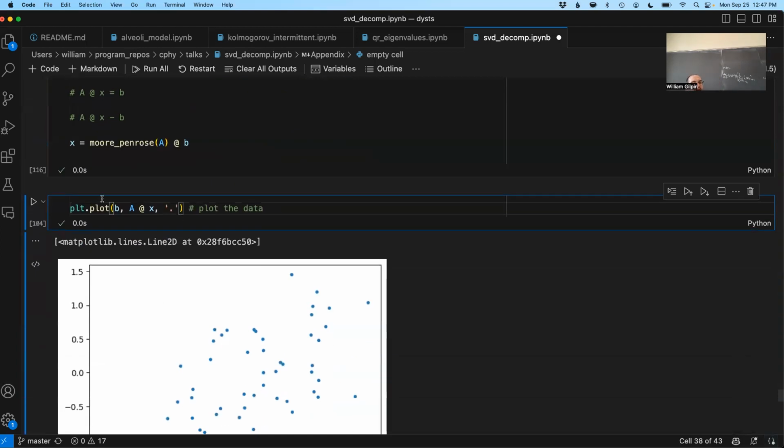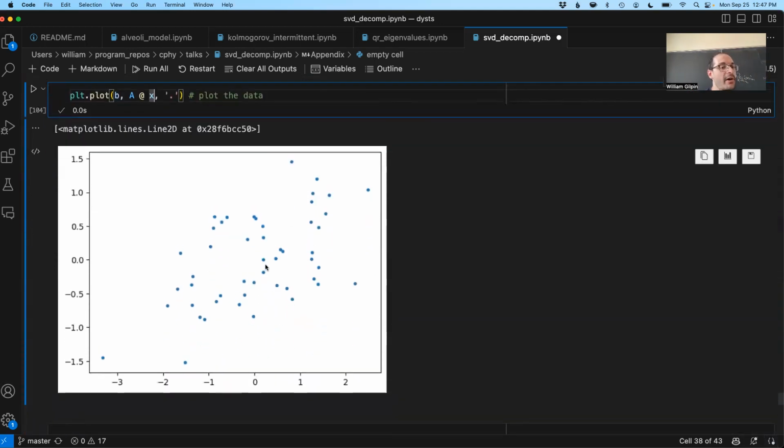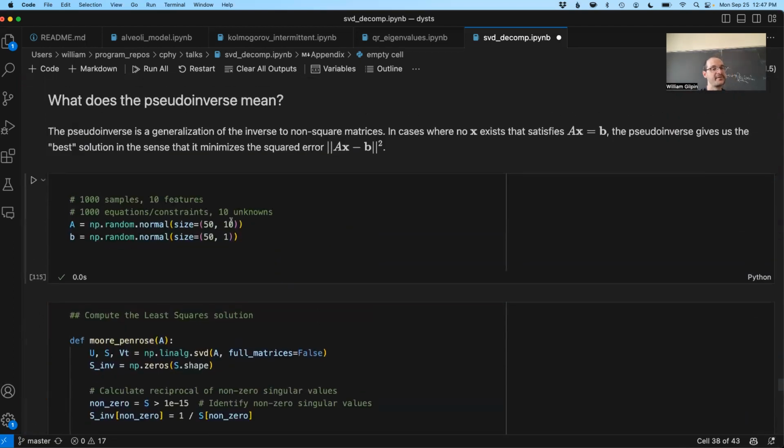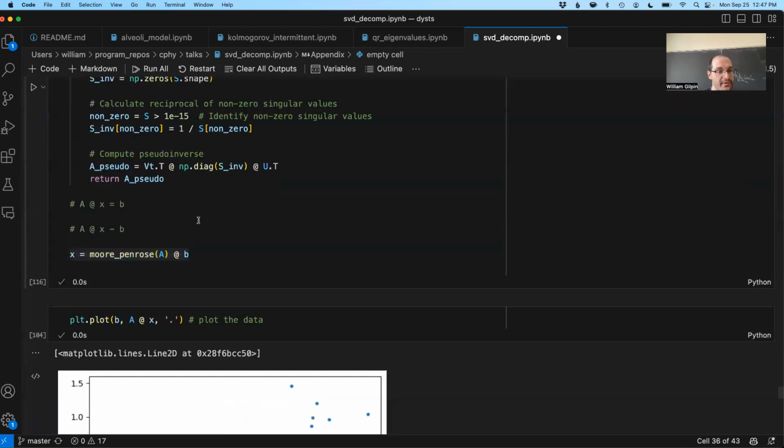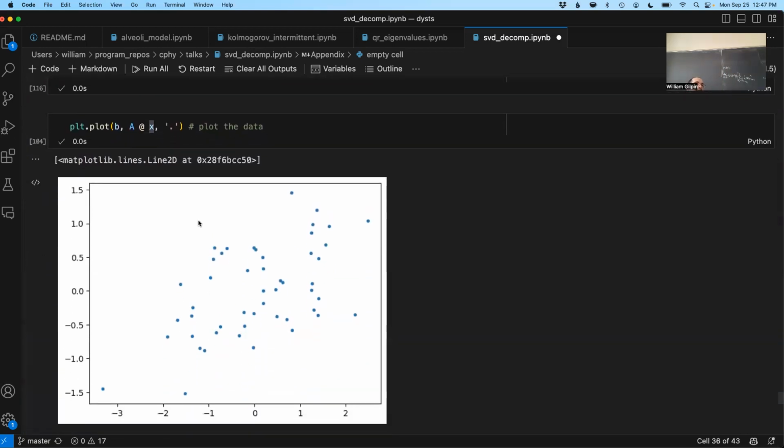So here I'm going to plot what I wanted, and then I'm going to plot what the solution found by my pseudo inverse times A gave me. And you can see it's not quite right. So if this was a straight line, that would mean that I got this perfectly right. But you can see there's a little bit of scatter. And that's coming from the fact that I had 50 equations, but only 10 variables I was solving for. And so it wasn't actually possible to satisfy every one of those constraints. So in other words, the Moore-Penrose pseudo-inverse isn't able to exactly solve this problem.